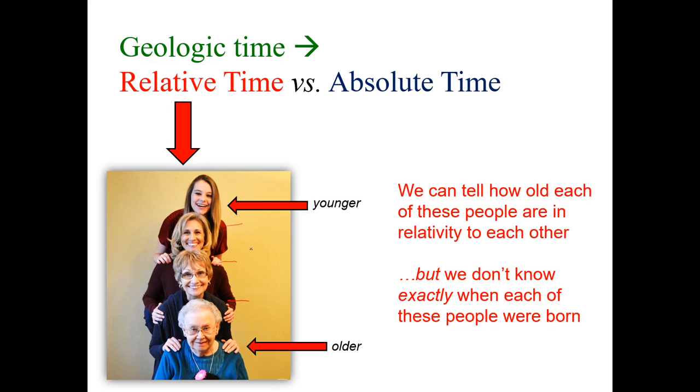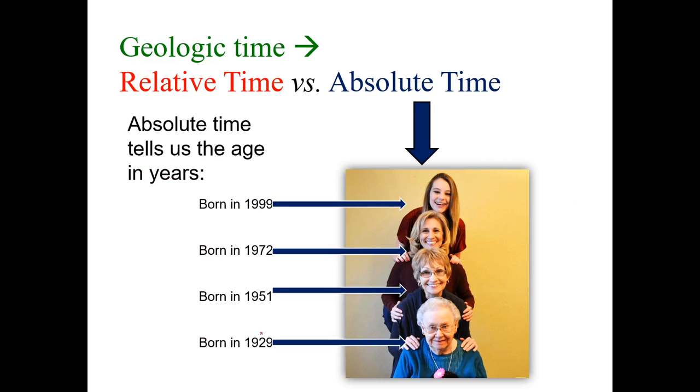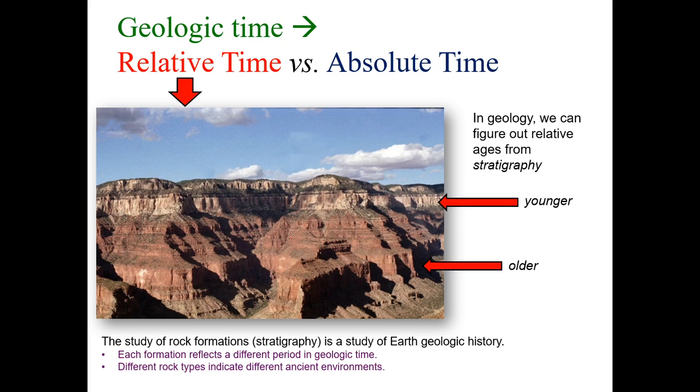But absolute dating would be to know actually when grandma was born. We don't actually know. I mean, we can guess, but we don't know how old grandma is in this picture. So absolute dating would be knowing that grandma was born in 1929, the next grandma in 1951, mom in 1972, and the daughter in 1999. So that would be absolute dating.